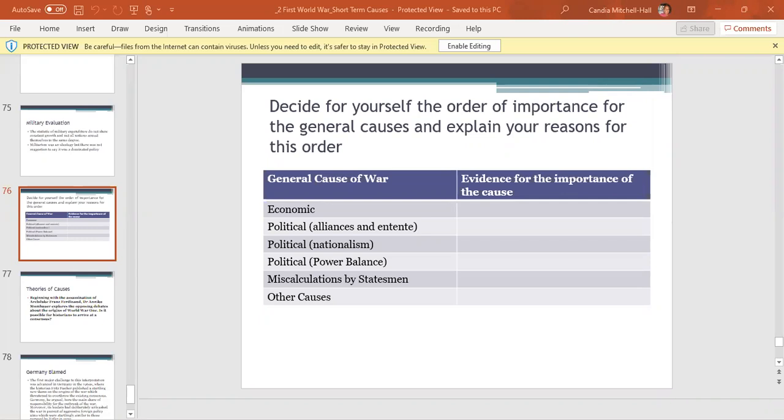And fifth, the miscalculation by statesmen, that was shown when the US entered the war. I don't remember the name, it's the Zimmermann telegram, which made the US enter the war.